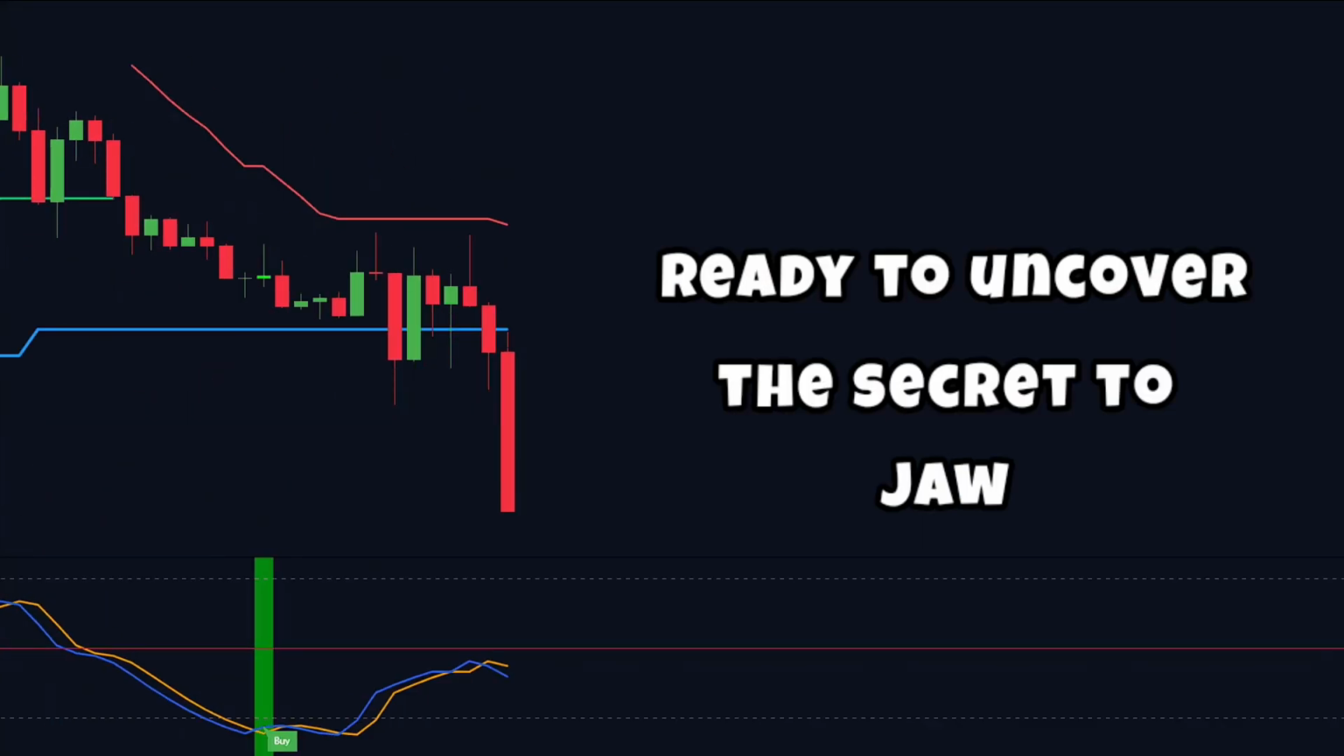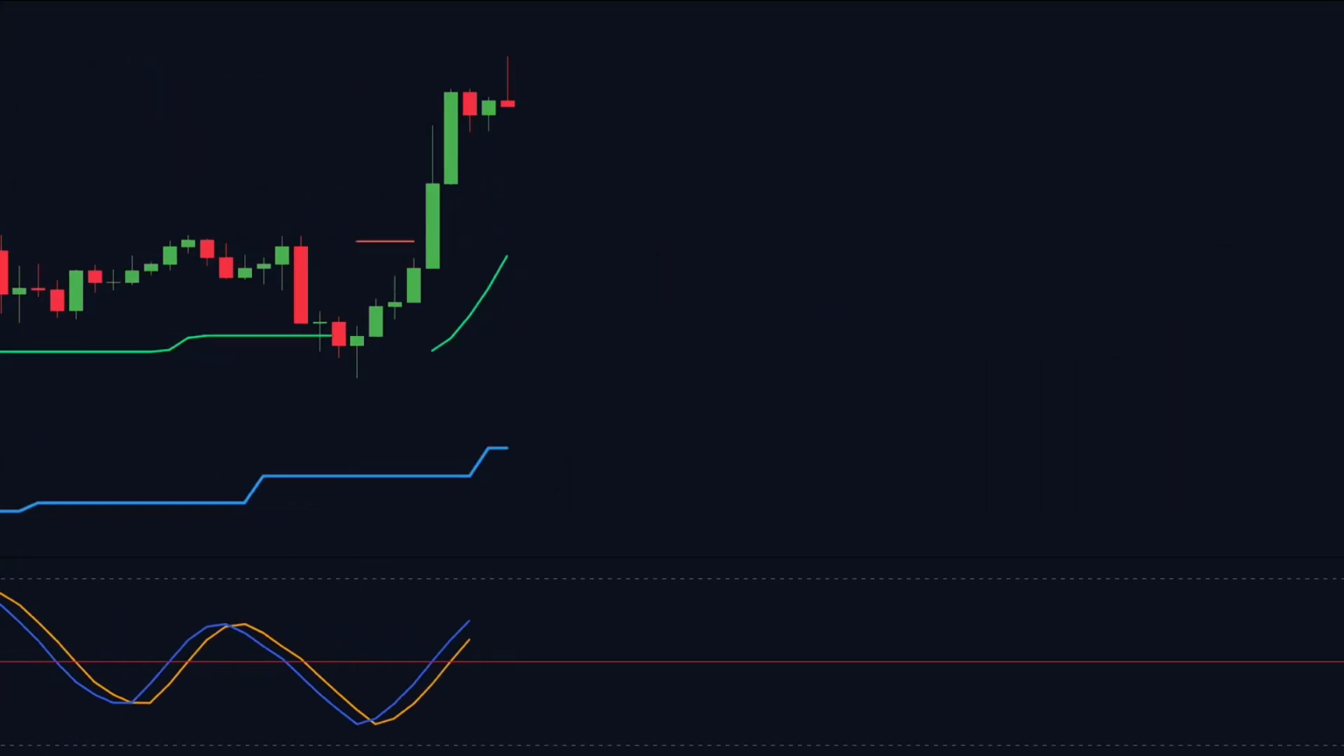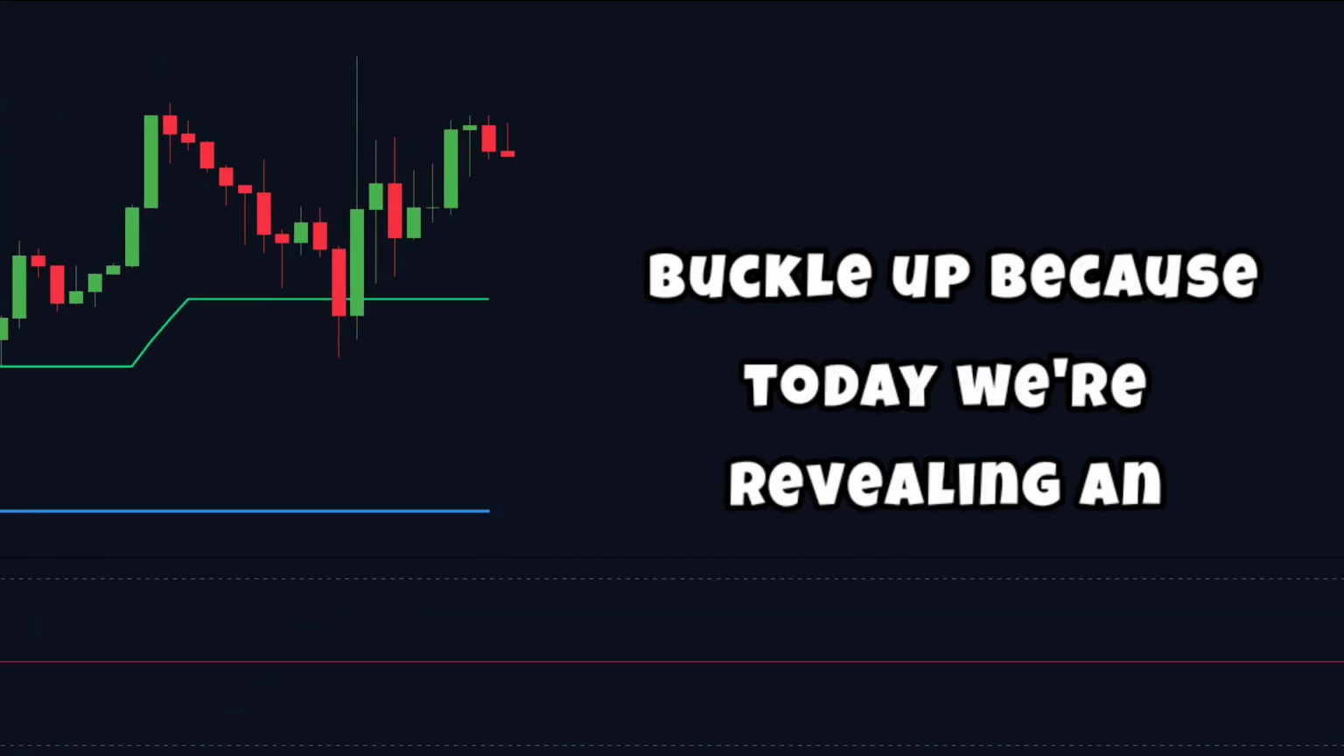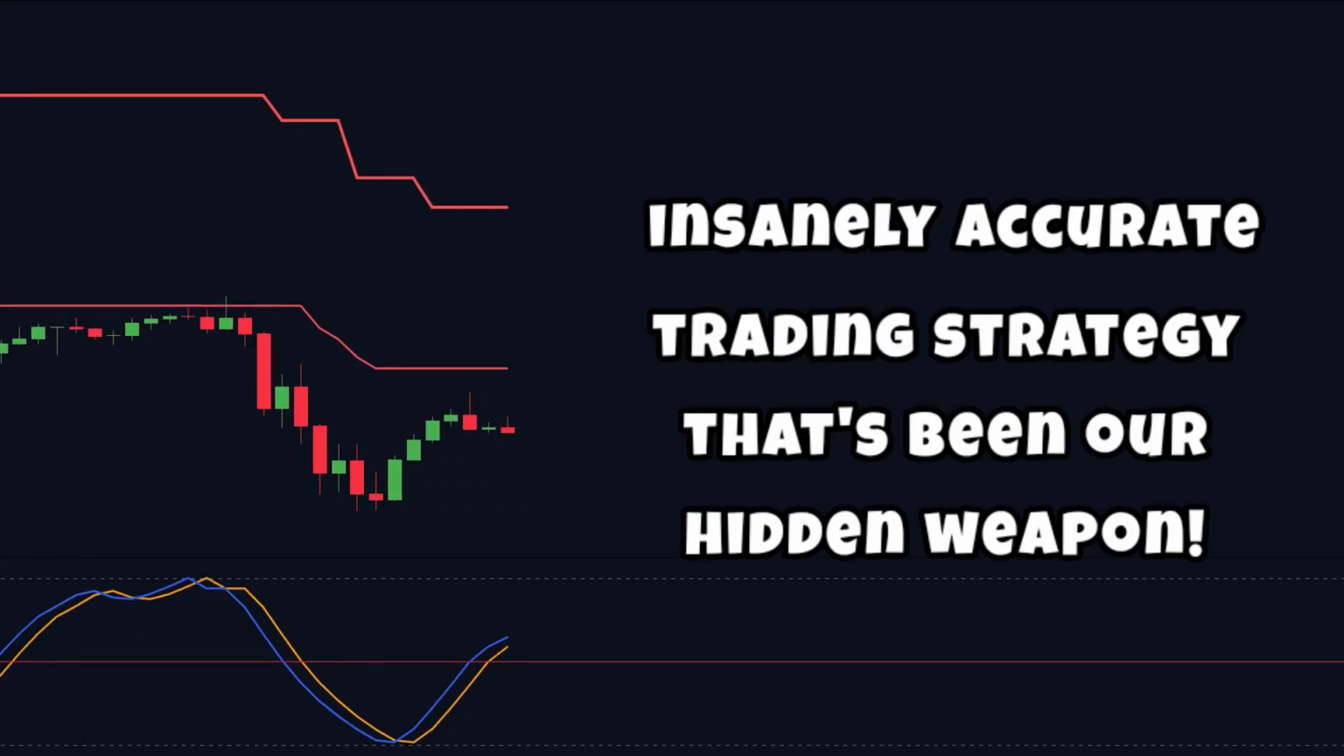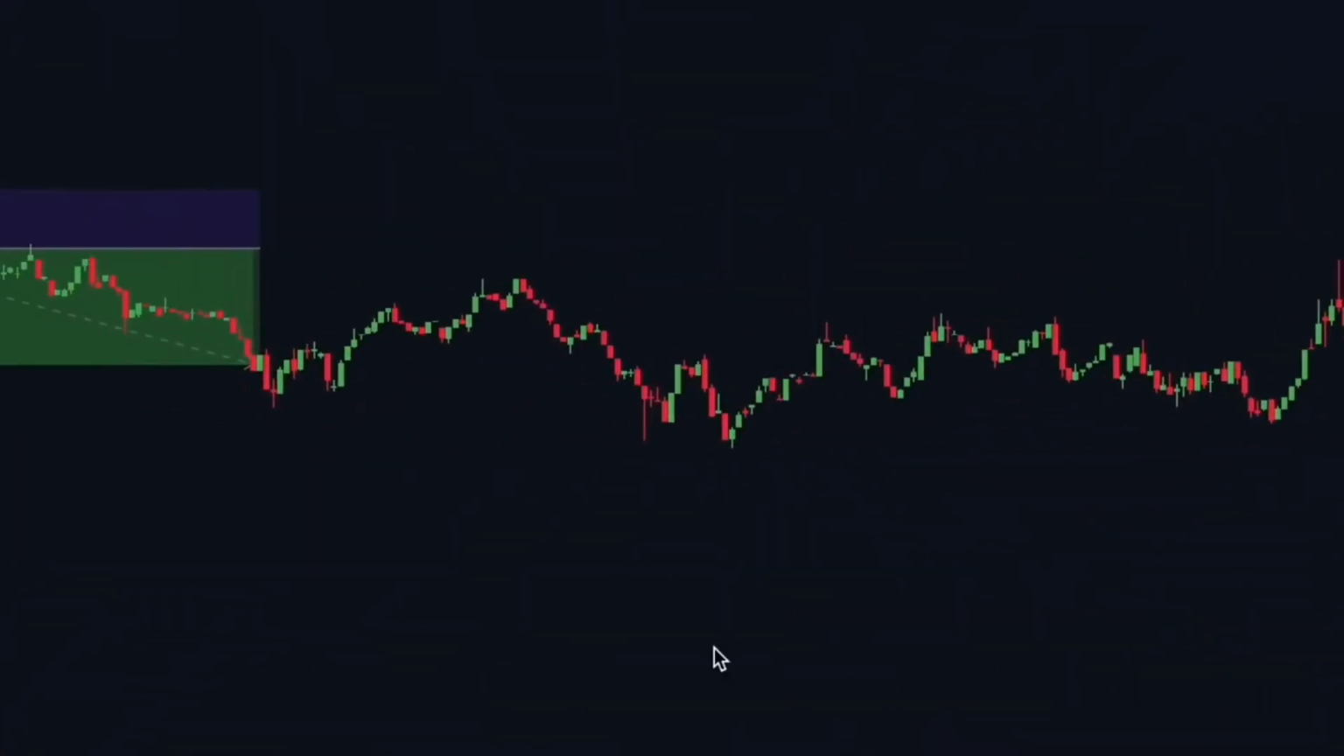Ready to uncover the secret to jaw-dropping profits? Buckle up, because today we're revealing an insanely accurate trading strategy that's been our hidden weapon. Just check out these successful trade signals on Bitcoin.